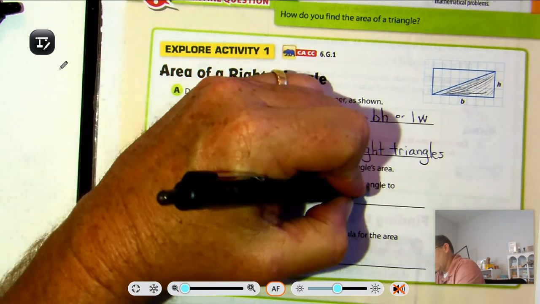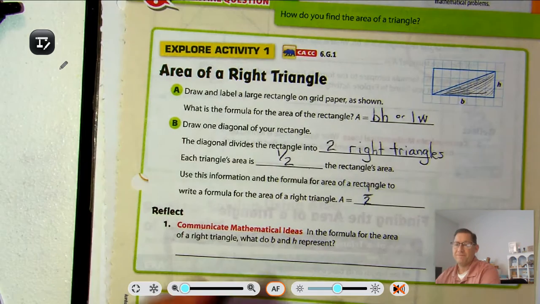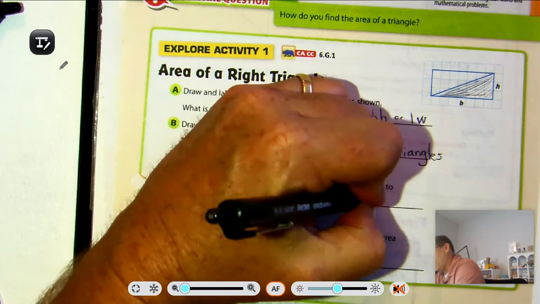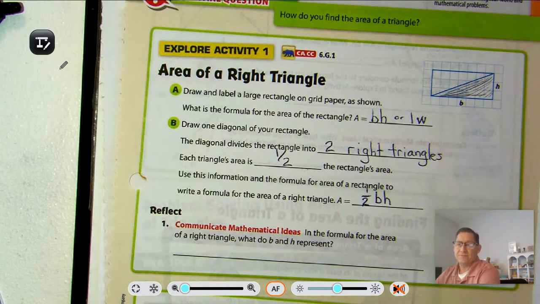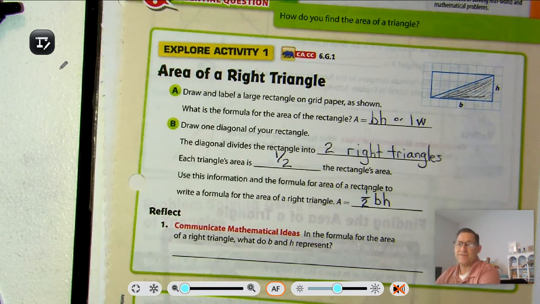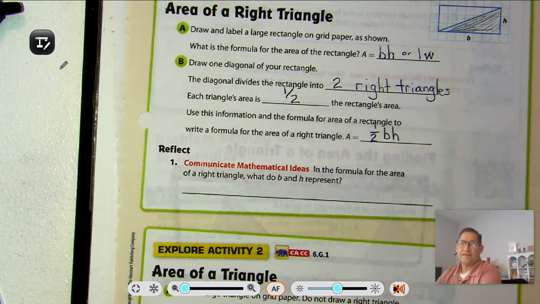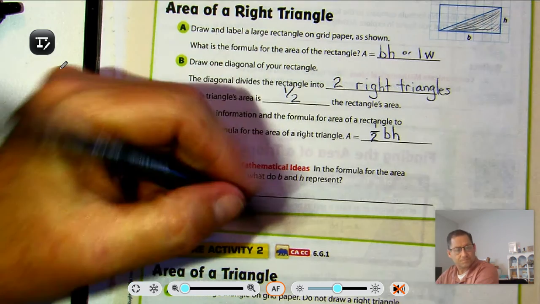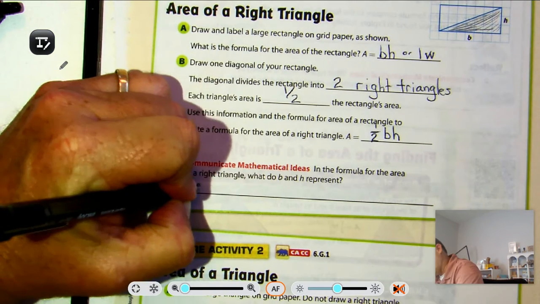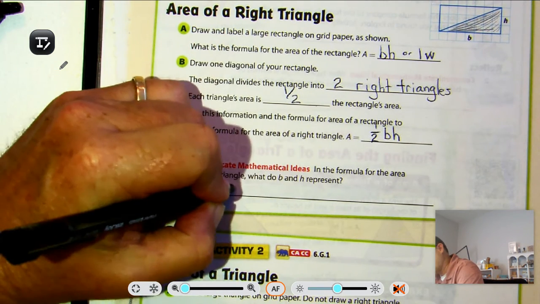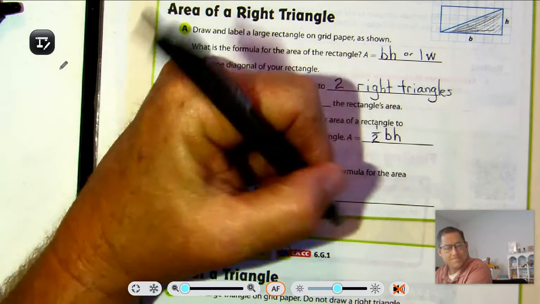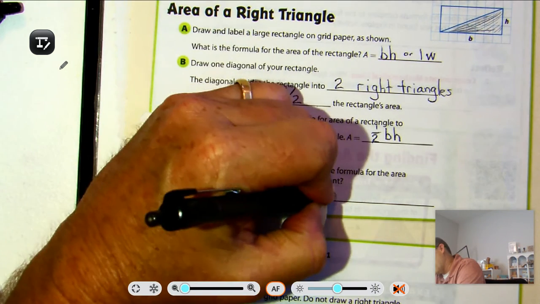Well, so the area of the right triangle is 1/2 the area of the rectangle, right? Well, what's the formula for the rectangle? Base times height. So a triangle is simply 1/2 the base times its height. All right, so in the formula for the area of a right triangle, what do B and H represent? They represent the length of the sides that form the right triangle.